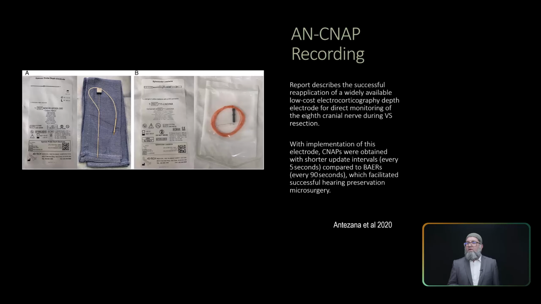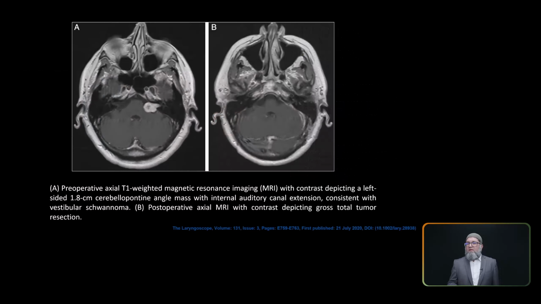There are other successful applications with different electrodes. We can place an electrocorticography depth electrode on the nerve, connect that, and record directly from it.